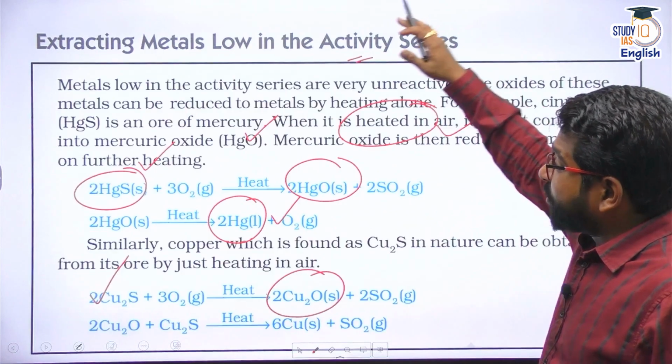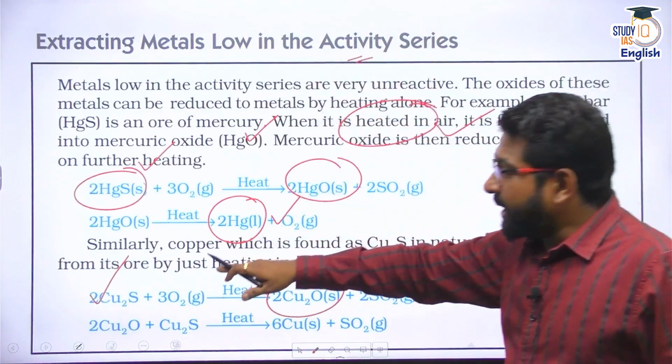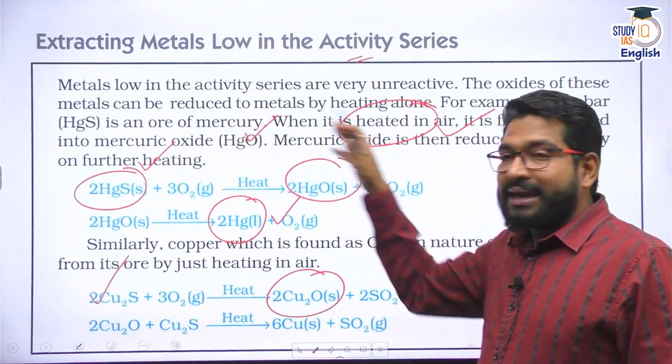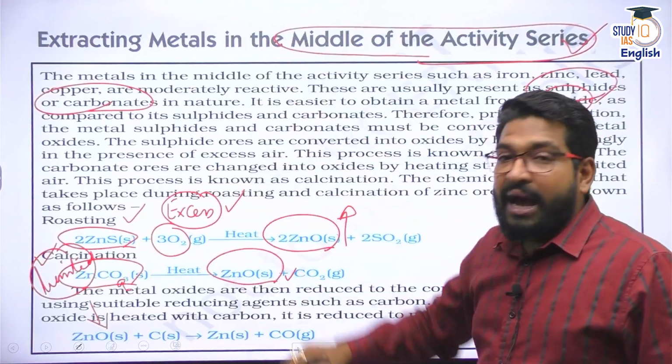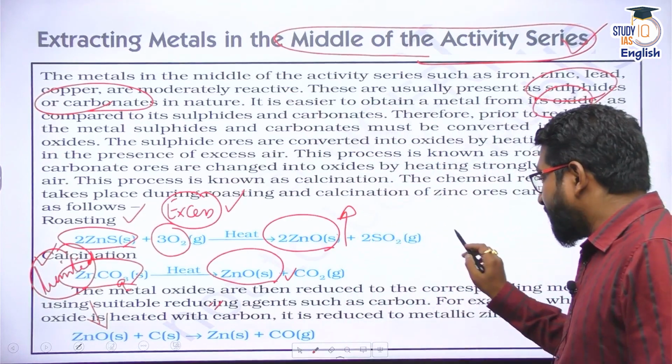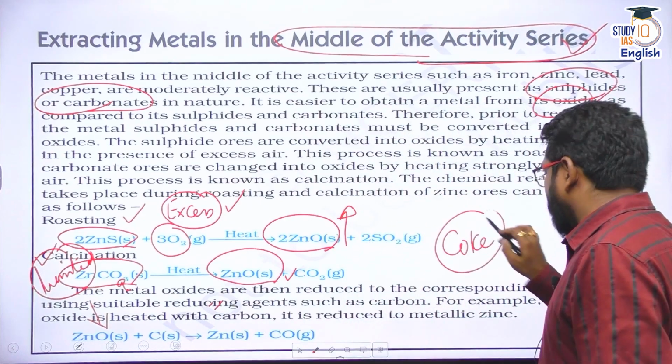For metals with low reactivity, I simply heat it. I do not need any sort of reducing agent here. They can be obtained directly. But here, I need a reducing agent. And what is the classic reducing agent I use? I use coke. That means carbon coke.